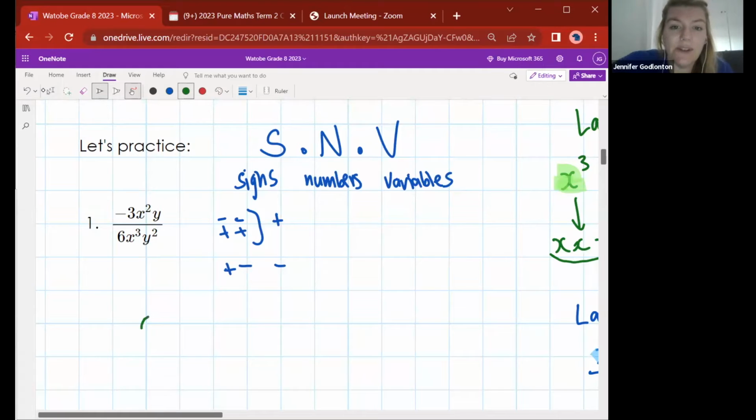So break this up into the 3 steps. Look at your signs, then look at your numbers. And then for your variables, you need to look at the variables with each base. You need to look at your X's and then you need to look at your Y's.